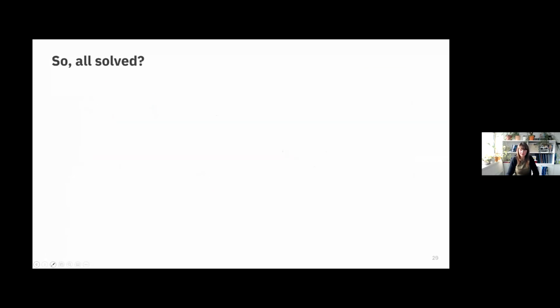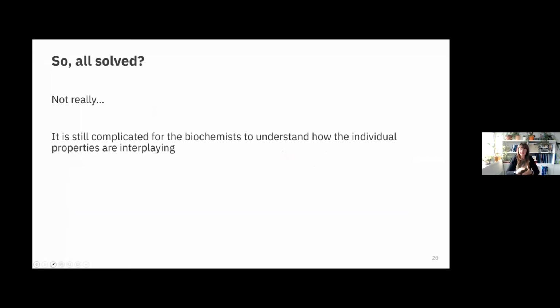So is everything solved? Because it looks like we are having quite nice approaches to this. Of course, not really, otherwise I wouldn't be here probably. So what's still the problem? It is still very complicated for the biochemists to understand how these individual properties which we are measuring are interplaying together. So what I was already mentioning, how to combine them in a meaningful way to really detect something which is important to observe within the simulation.